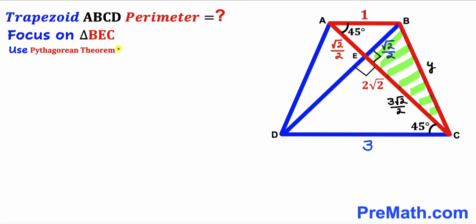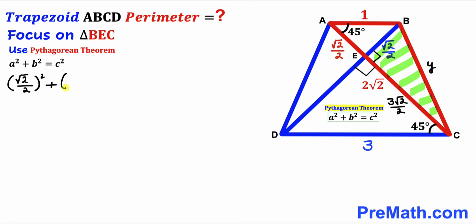So therefore we are going to apply the Pythagorean theorem on this triangle. And here's our Pythagorean theorem once again, a square plus b square equal to c square. And here our hypotenuse is y, whereas our two other legs are square root of 2 divided by 2 and 3 times square root of 2 divided by 2. Let's go ahead and fill in the blanks in this Pythagorean formula. So we got square root of 2 divided by 2 whole square plus 3 times square root of 2 divided by 2 whole square equals y square.